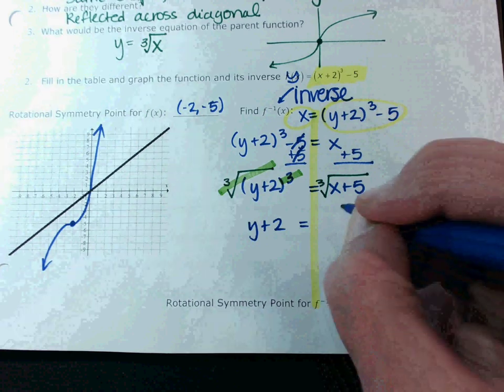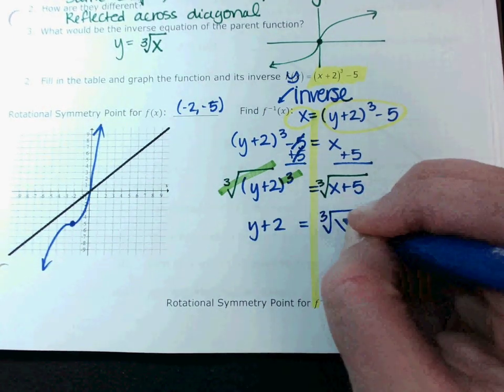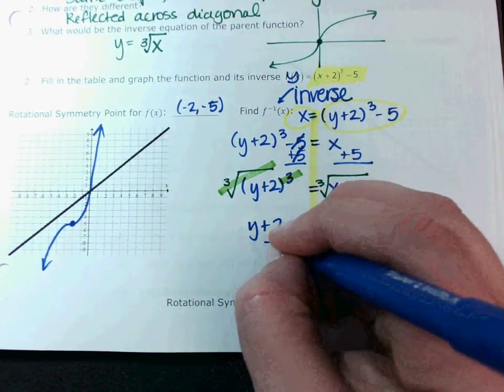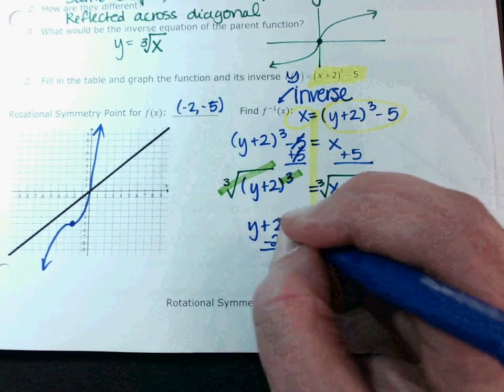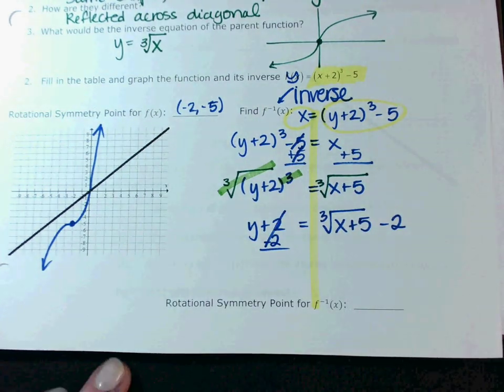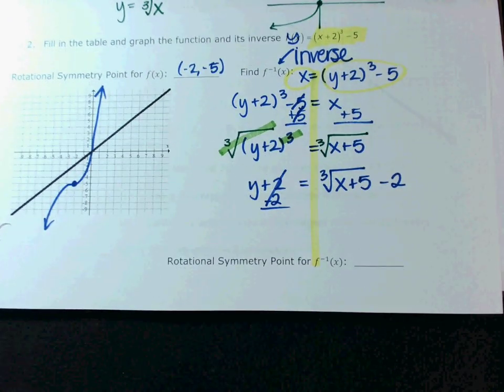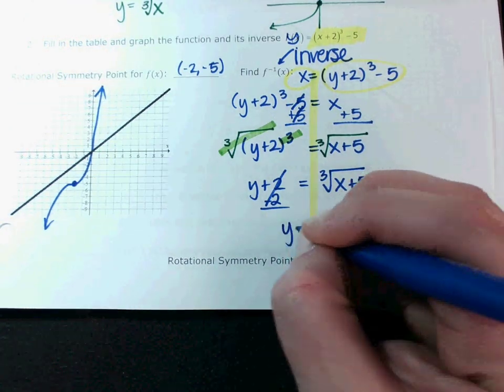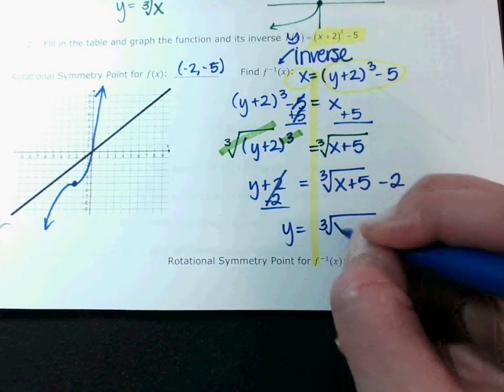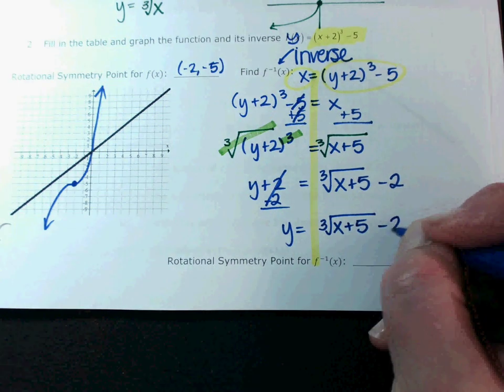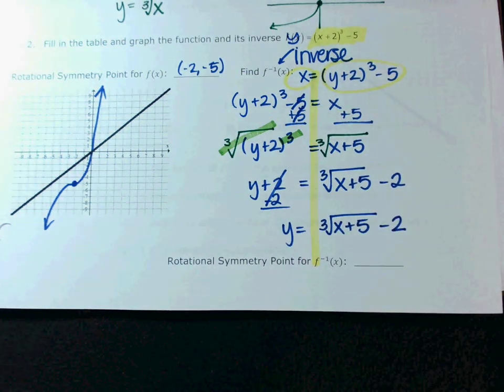And then how am I going to get rid of that plus 2? You do it at -2. Good. Minus 2, minus 2. So I have y equals cubic root x plus 5 minus 2. I'm going to rewrite it, but I guess you don't really have to. Up to you. Okay, so let's do our starting point.